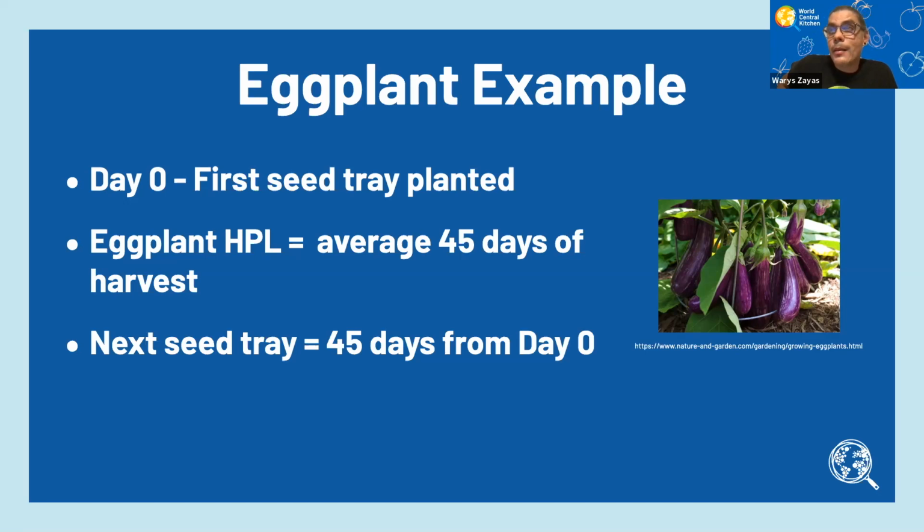What that means is that from day zero, when you make your first planting, if you want to replace those old plants after 45 days of harvesting, you need to make new trays or plant new seeds at day 45. That ensures that when the first round of eggplants is done with its HPL, you start the harvest of the second round, and that ensures a constant harvest.